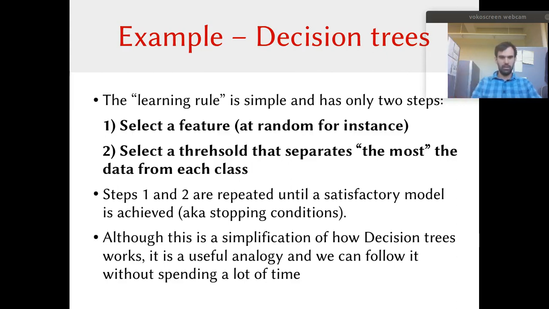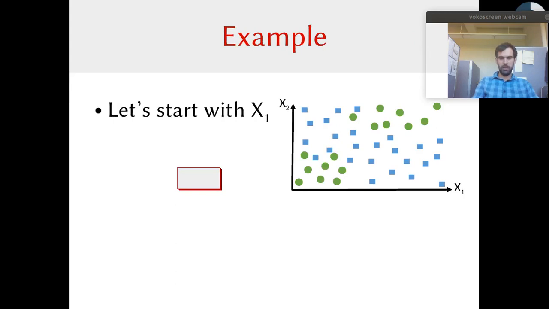When I say separate the most, you repeat those two steps until a satisfactory model is achieved, with some stopping condition that you define yourself. Okay, that's a simplification, of course, of the real decision tree that we will use, but I think it's intuitive enough, and you'll see what they are doing. So let's make an example.